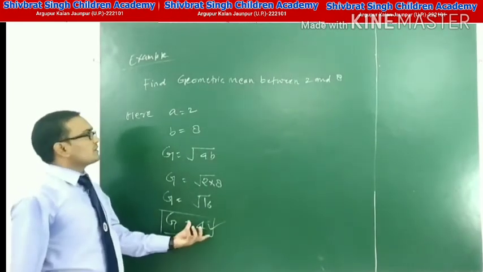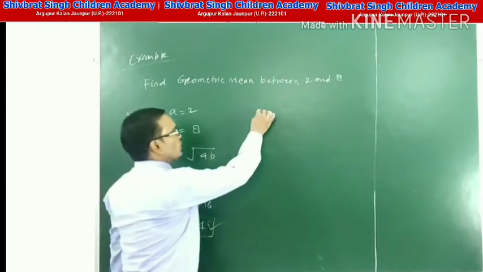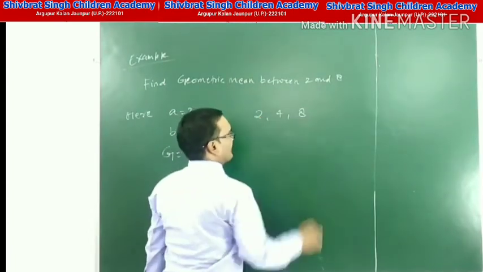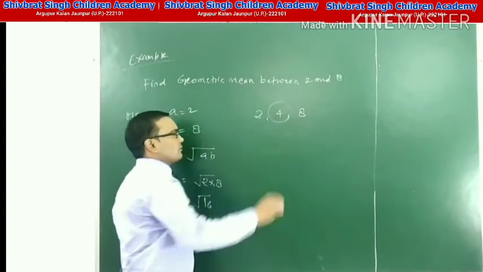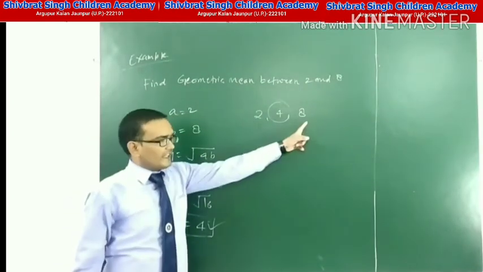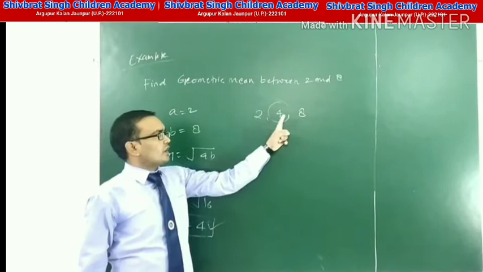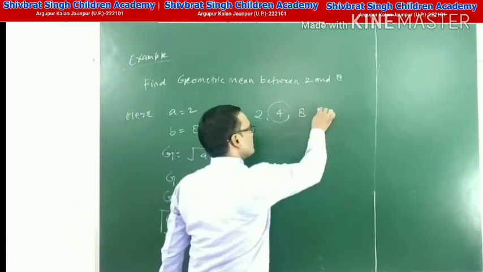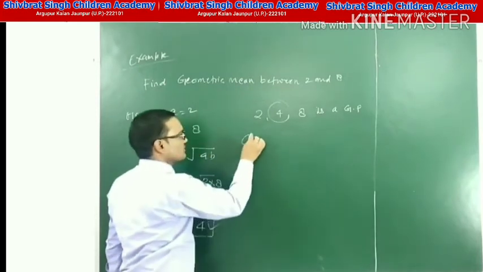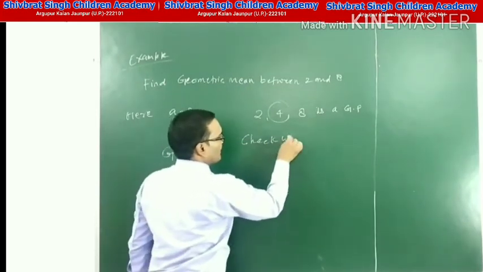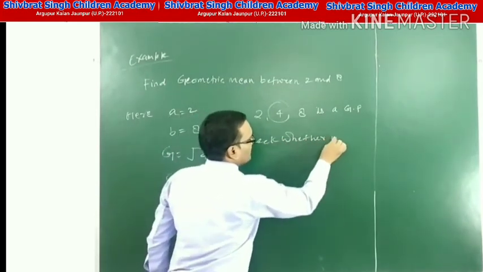What is the definition of the geometric mean? 2, 4, 8. 4 is the number between 2 and 8 to make 2, 4, 8 a GP. Check whether this is a GP or not.